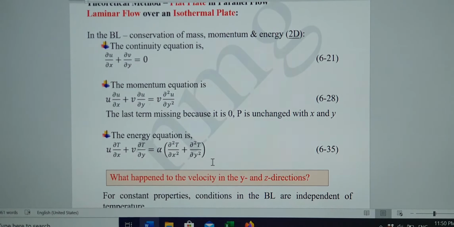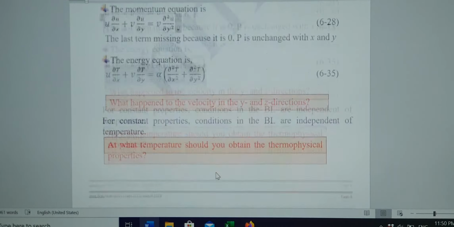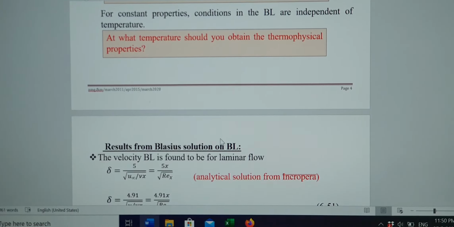By the way, what happened to the velocity in the y and z directions? Note that this is only the axial velocity, which changes with the x direction and the y direction. There is no z direction because we are analyzing only two dimensions. But what happened to the velocity in the y direction, the y momentum? Think about that. For constant properties, conditions in the boundary layer are independent of temperature. Again, at what temperature should you obtain the thermophysical properties? At the film temperature.